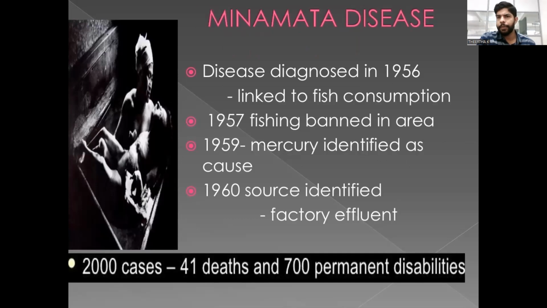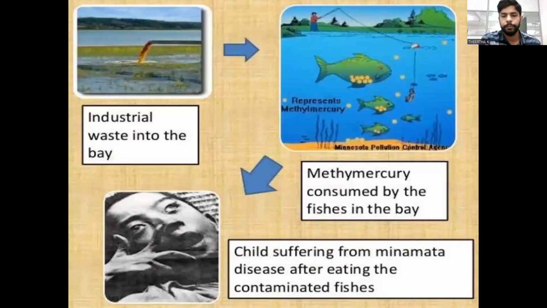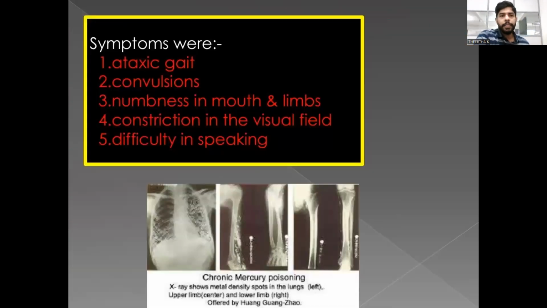Minamata disease is a disease diagnosed in 1956, which is linked to fish consumption. In 1957, fishing was banned in that area. In 1959, mercury was identified as the cause for the issue. In 1960, the source was identified as factory effluents. During this period, 2,000 cases were reported, in which 41 deaths and 700 permanent disabilities occurred. The symptoms of Minamata disease were ataxic gait, convulsions, numbness in the mouth and limbs, and constriction in the visual field, as well as difficulty in speech.